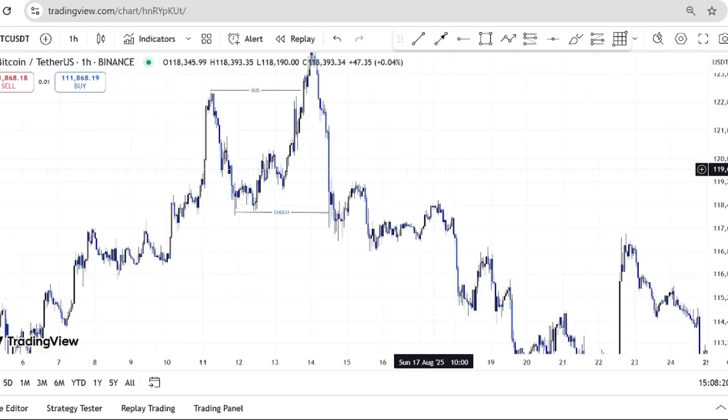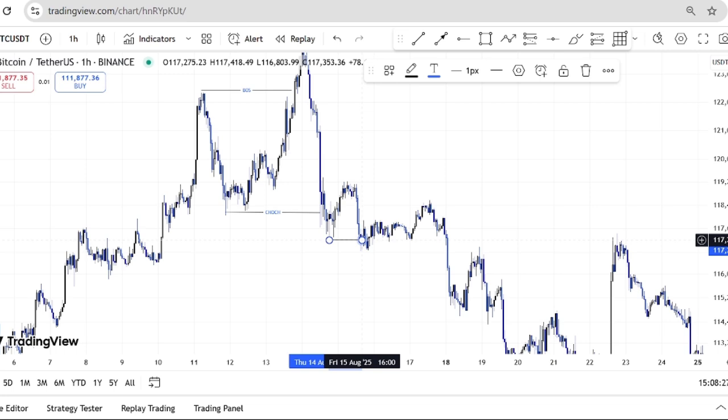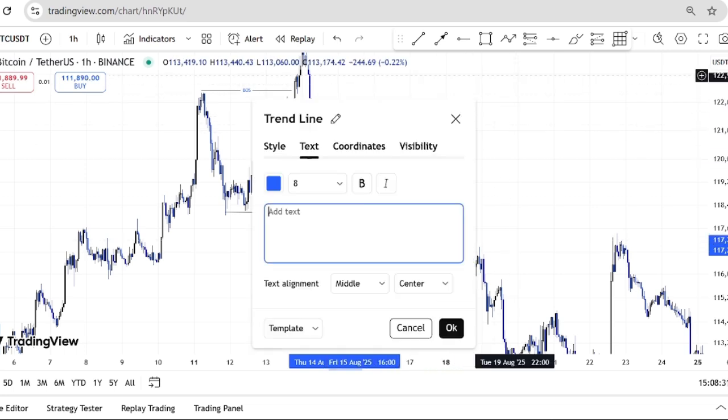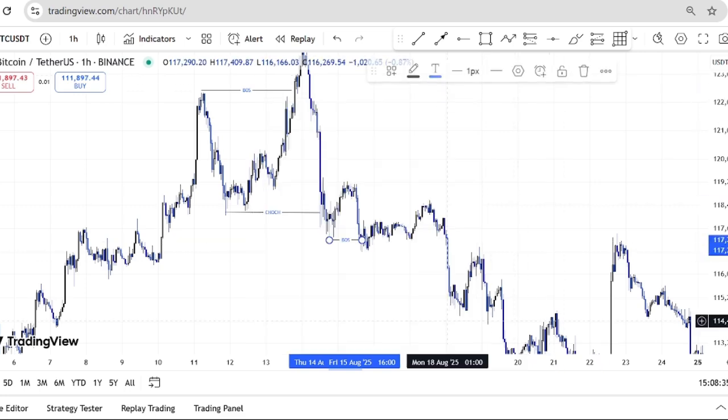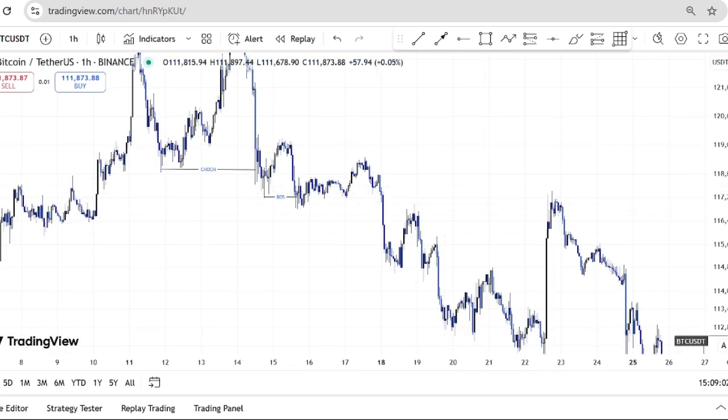After having my change of character, this other low was taken out, confirming that the market is bearish. This gave us a break of structure to the downside. After I had that break of structure, I was expecting price to come back into this zone. Price didn't get into this zone, and the market continued to the downside.